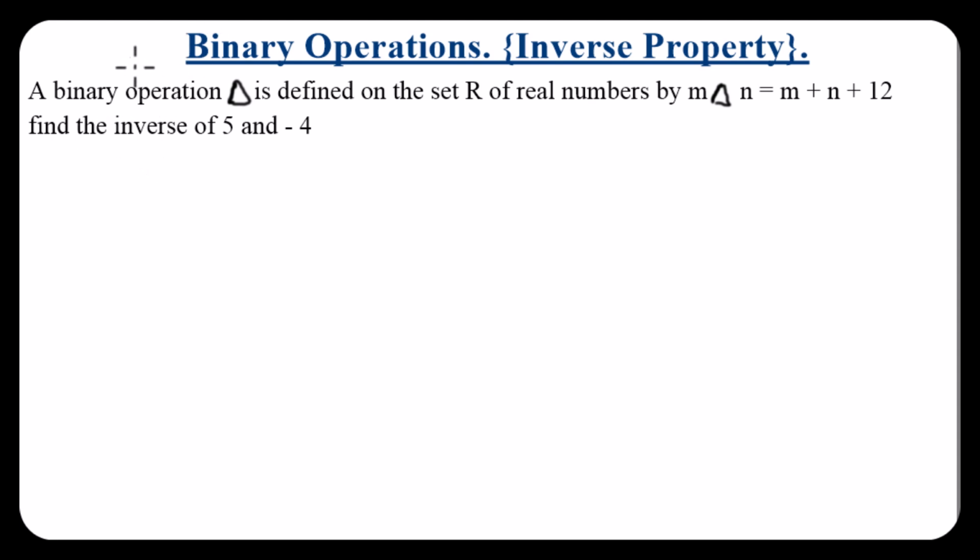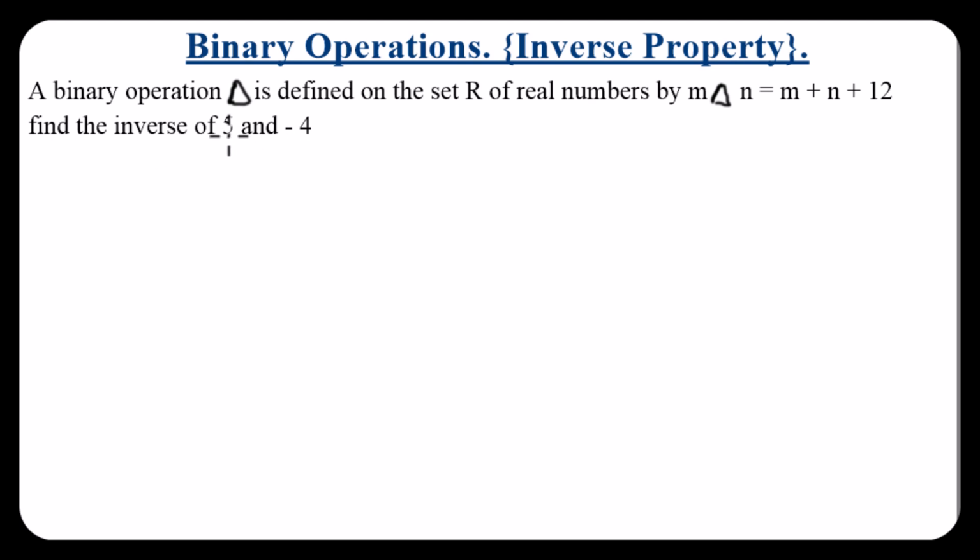Okay, so the next example: a binary operation, delta, is defined on the set R of real numbers by m delta n equals m plus n plus 12. We have to find the inverse of 5 and minus 4. Just like in our previous example, we were already given the operation, so the only thing we needed to do was just to slot in and solve our question.